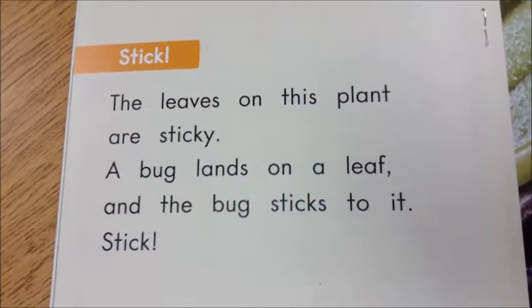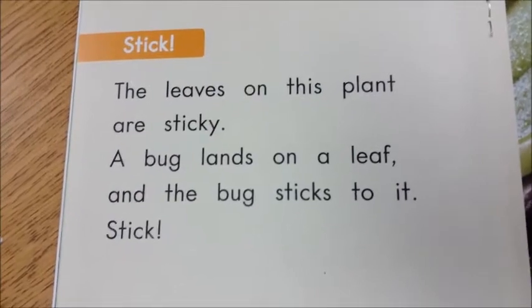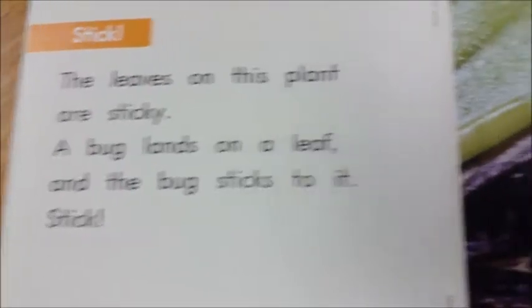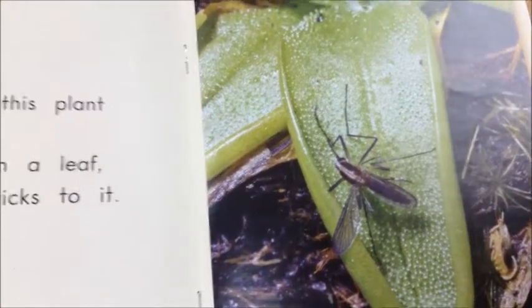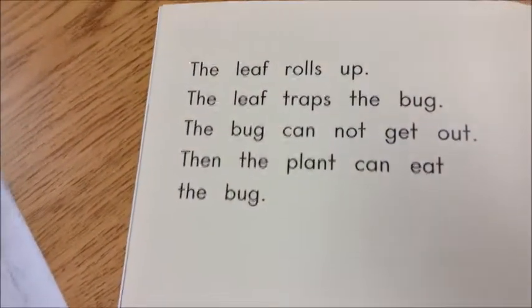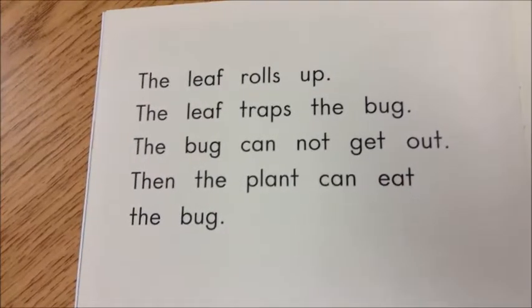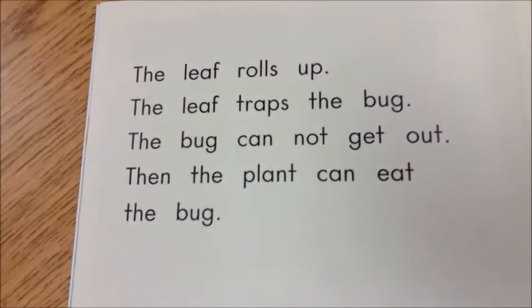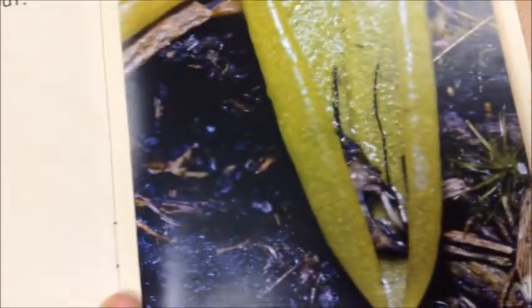The leaves on this plant are sticky. A bug lands on a leaf, and the bug sticks to it. Stick. The leaf rolls up. The leaf traps the bug. The bug cannot get out. Then the plant can eat the bug.